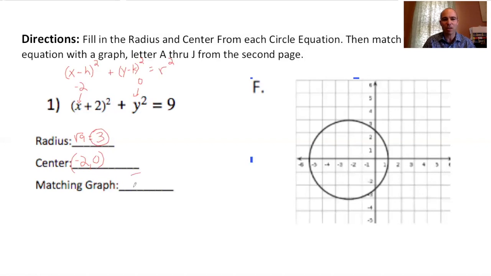The answer is, I know I gave it away, graph F. But the reason it matches is because we have center -2, 0. If you just look at that circle, that's the center. And then the radius, in other words, the distance from that center to any point on the circle, is 3, and that's why that's the radius. And that's why this graph and this equation match.